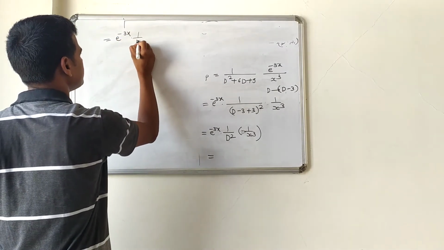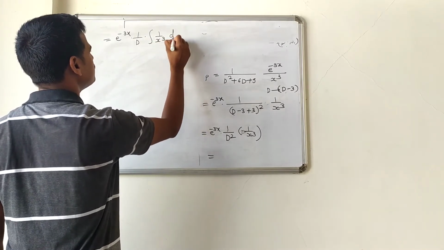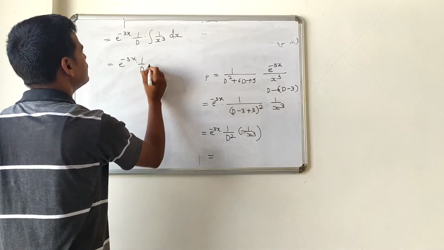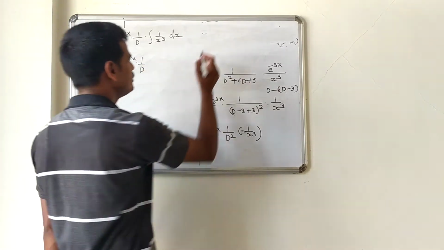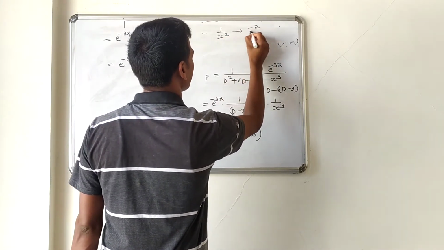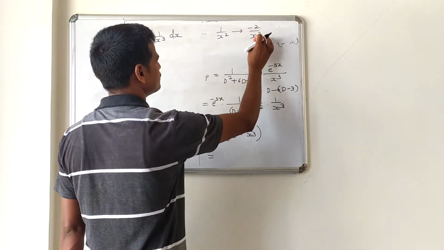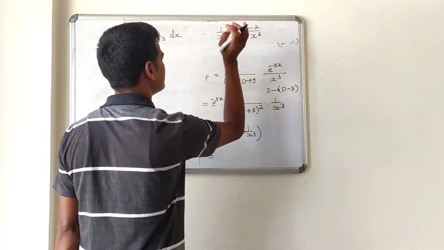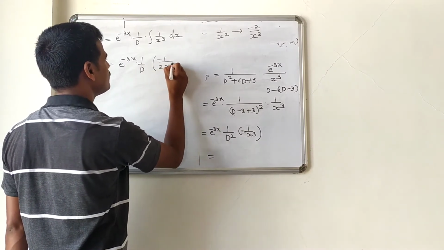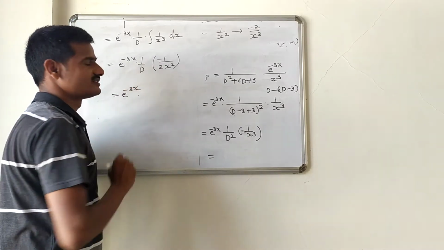Now 1 upon d. First of all, what is the integration of 1 upon x cube dx? We know that the differentiation of 1 upon x square is minus 2 upon x cube. So then what is the integration of 1 upon x cube? It is minus 1 upon 2x square, so it is e to the power minus 3x times minus 1 upon 2x square.